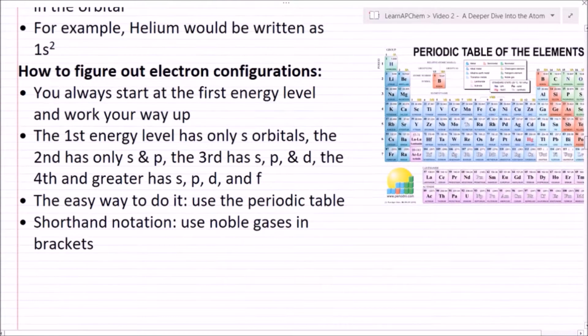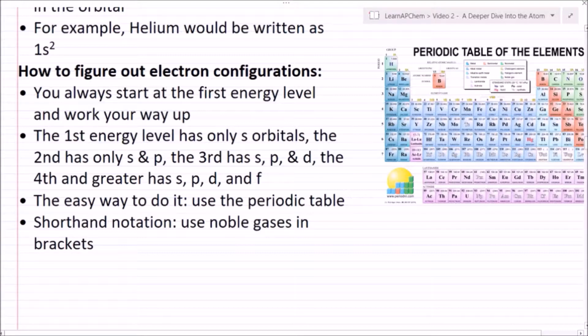Now, if this is your first time talking about electron configurations, you're probably confused. You probably don't know how to figure this stuff out, and that's perfectly fine. There's an easy way to do this. So the first step is we always start at the first energy level and work our way up. The first energy level only has s orbitals, the second only has s and p, the third only has s, p, and d, and the fourth and greater has s, p, d, and f.